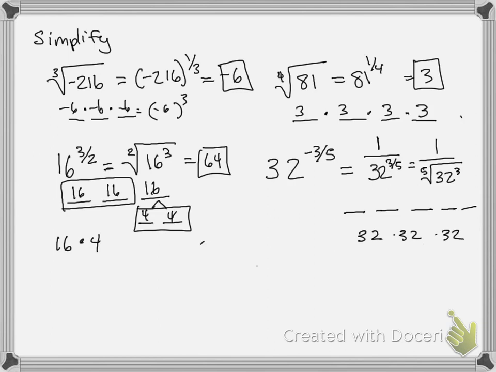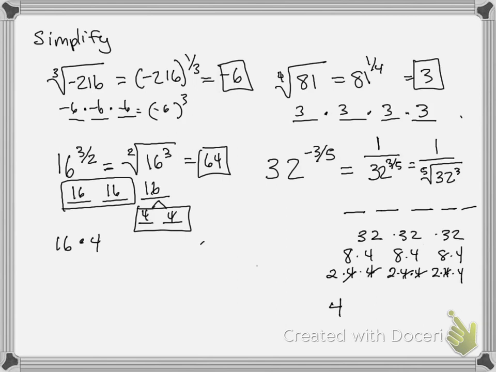Well, there's no factor that repeats itself 5 times yet, but I could split up the 32 into 8 and 4. 8 times 4 and 8 times 4. I still don't have 5 repeating factors, but I could split up the 8 and get 2 times 4. And I have the 4 from before, and 2 times 4, and the 4 from before, and 2 times 4, and the 4 from before. And now I have 5 factors of 4. So 1, 2, 3, 4, 5.